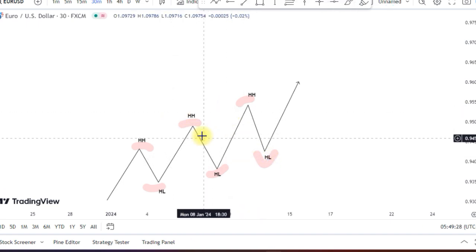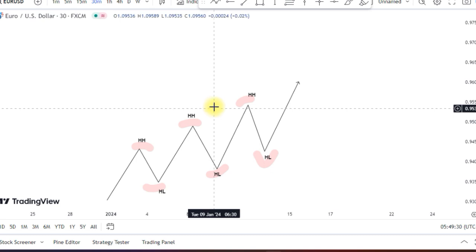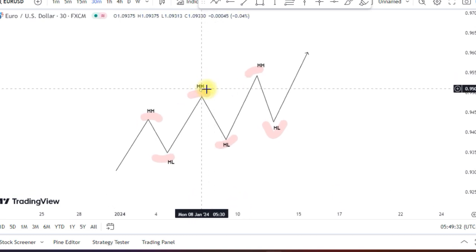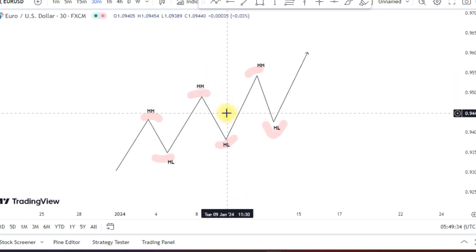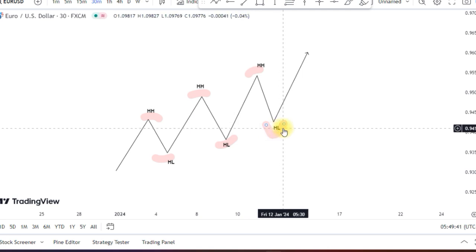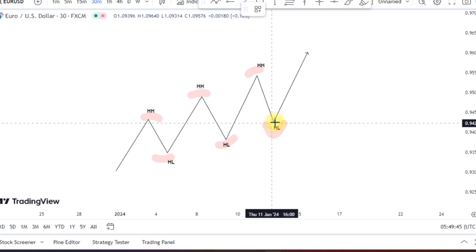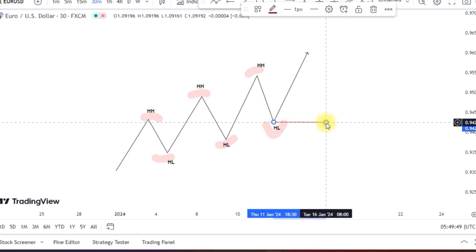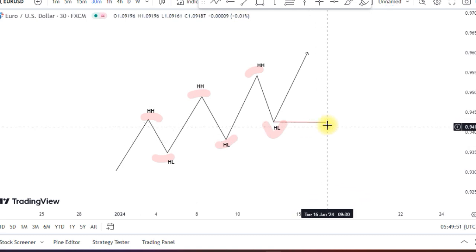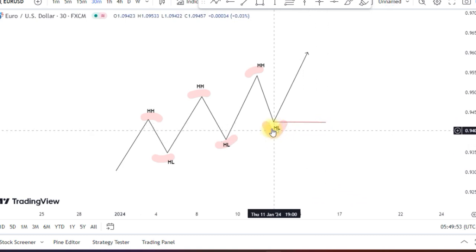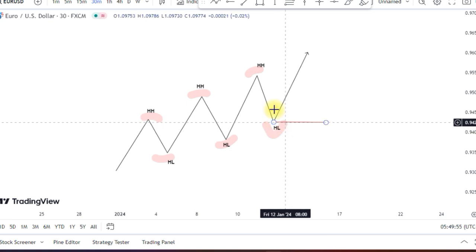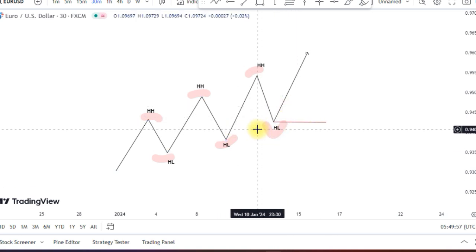So we have labeled our upward trend, and now let's look at how we would spot a change of character. Now a change of character in an upward trend is seen when the higher low gets taken out by the market. So let's mark our higher low with a line like this, and this would be our higher low. And if this higher low gets taken out, then we have a change of character in the market.